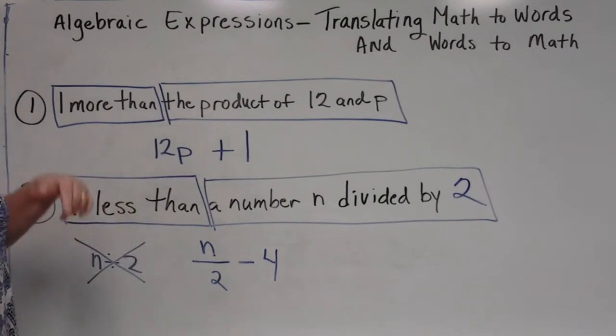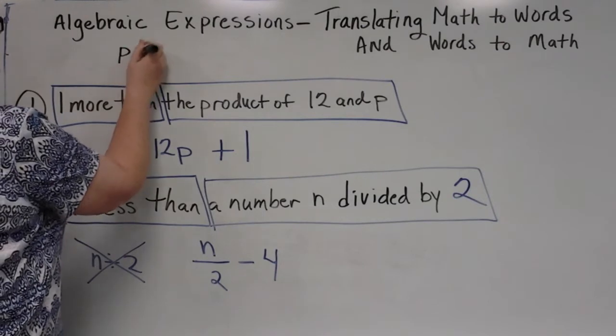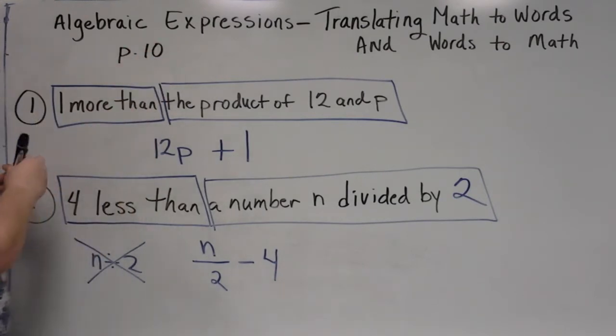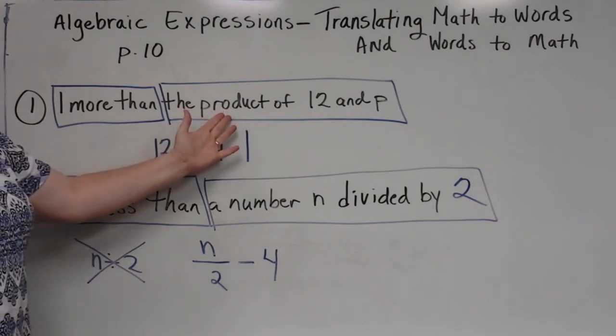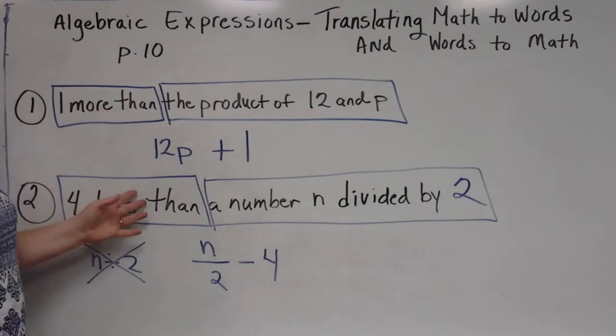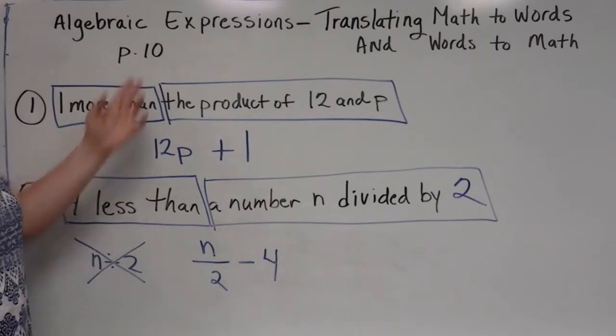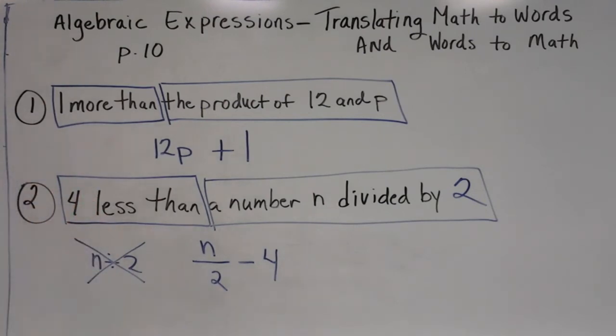Now, if you're having trouble with this, there's a page in your book, page 10, that has a chart. Page 10 has a chart that kind of reminds you that product means multiply. It tells you that more than is add, and less than is subtract. So if you need to look on page 10 in order to figure some of this out, that's okay.